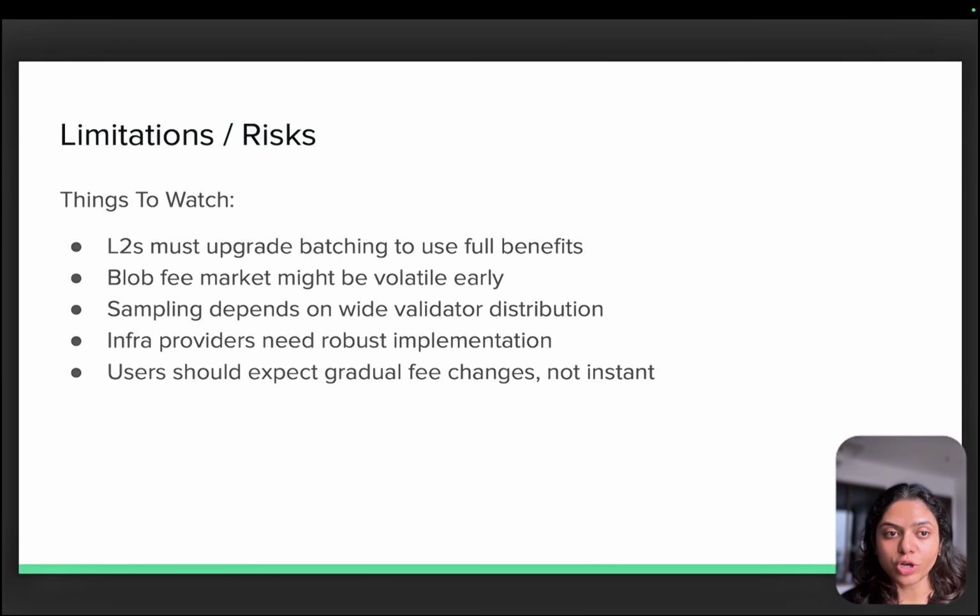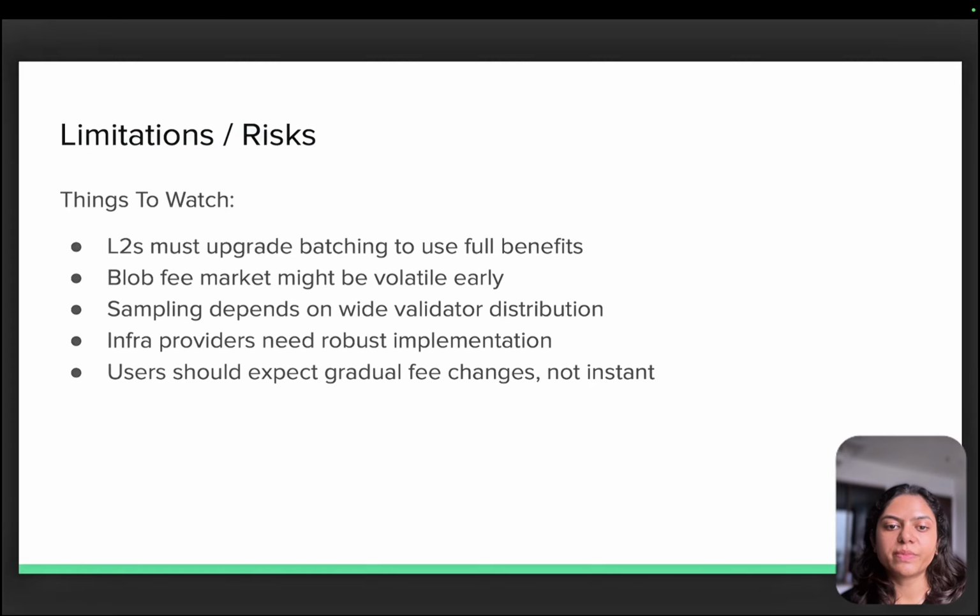So here's what to watch. L2s must upgrade batching to get the full benefit. So L2s need to upgrade their batching logic. Blob fee market might be volatile early. Blob markets may be unstable at first. Sampling depends on widely validated distributions. Infra providers need robust implementations. Infra providers must implement it correctly.